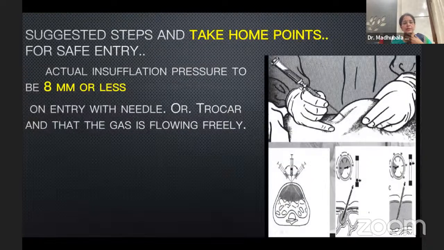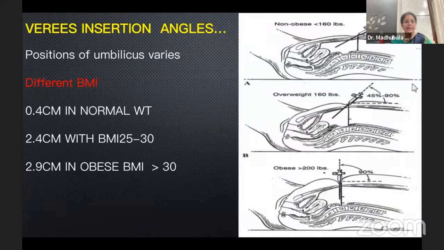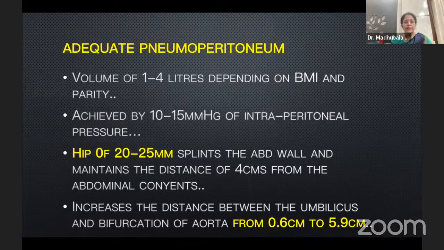So take-home points for a safe entry would be: when you enter the abdominal cavity, the actual insufflation pressure should be 8 millimeters or less, either with the needle entry or with the trocar entry, and the gas is flowing freely. Various insertion angles should be kept in mind in different BMI patients. And adequate pneumoperitoneum is the key. A volume of 1 to 4 liters depending on BMI and parity should be given inside. A pressure of 10 to 15 millimeters of intraperitoneal pressure should be achieved.